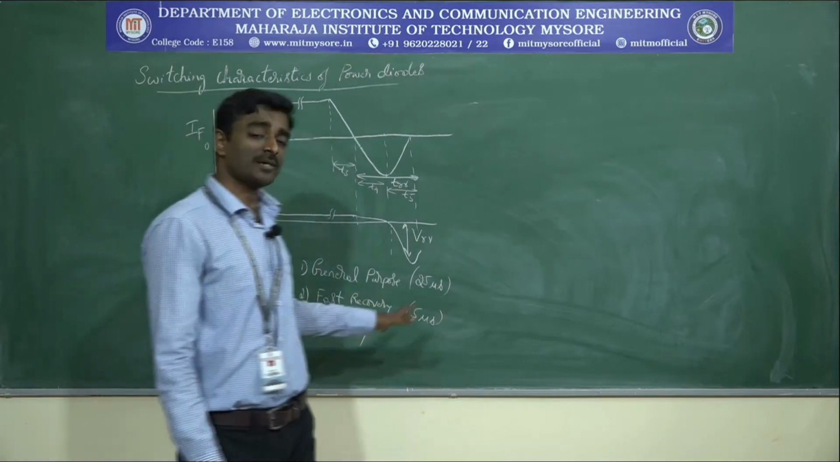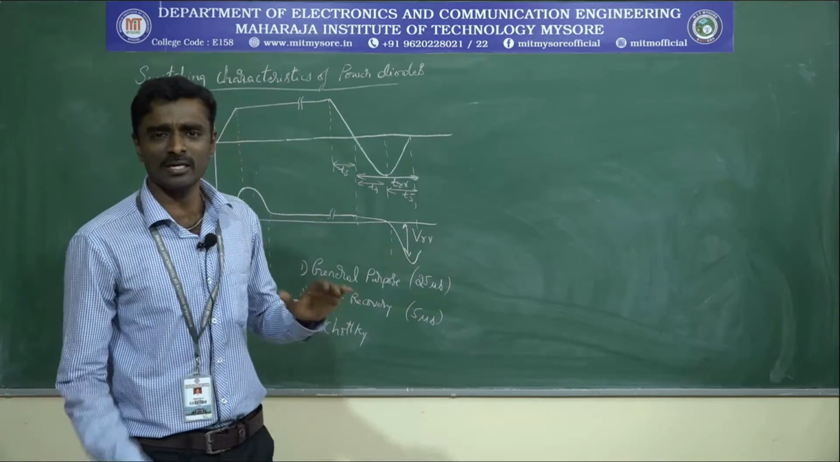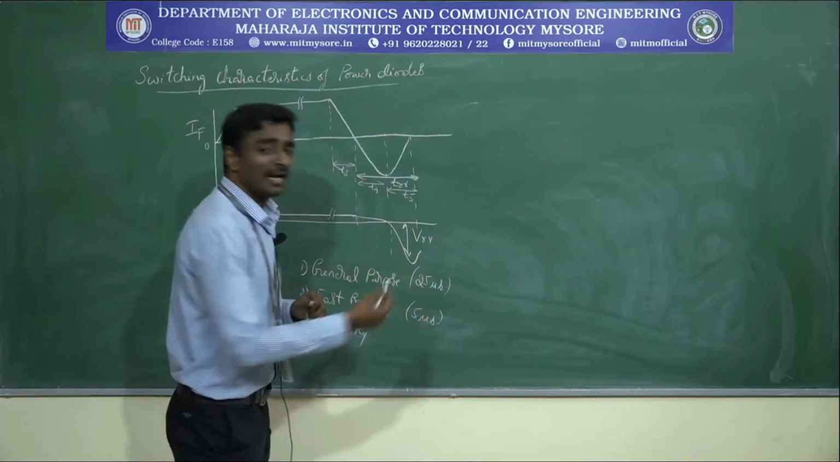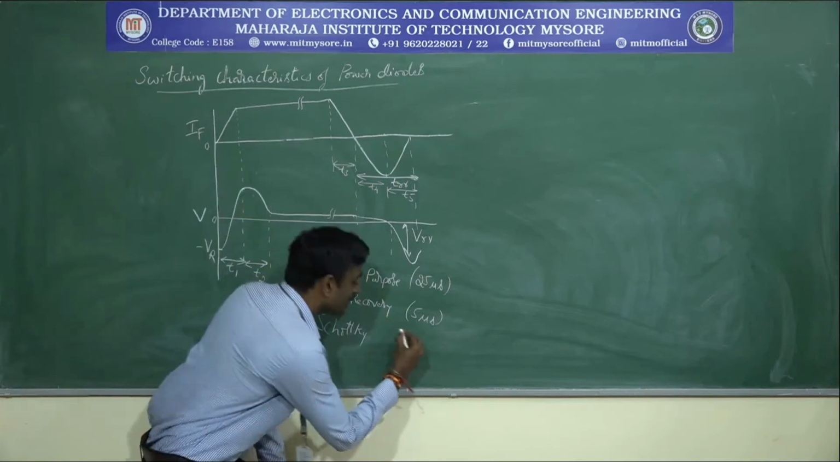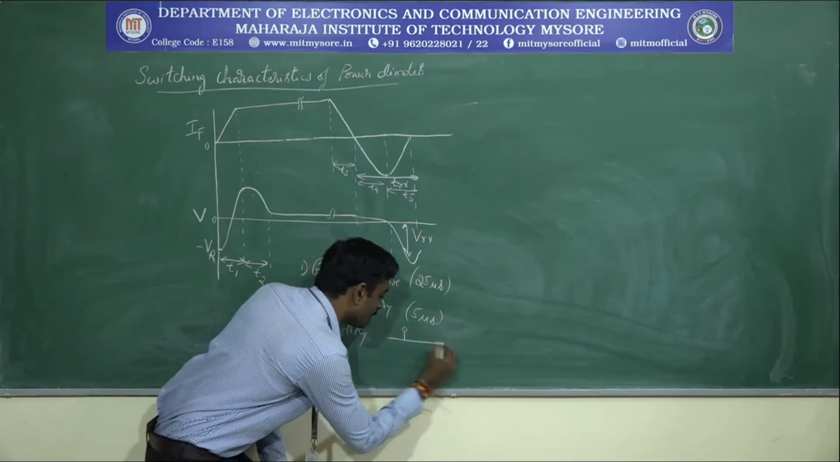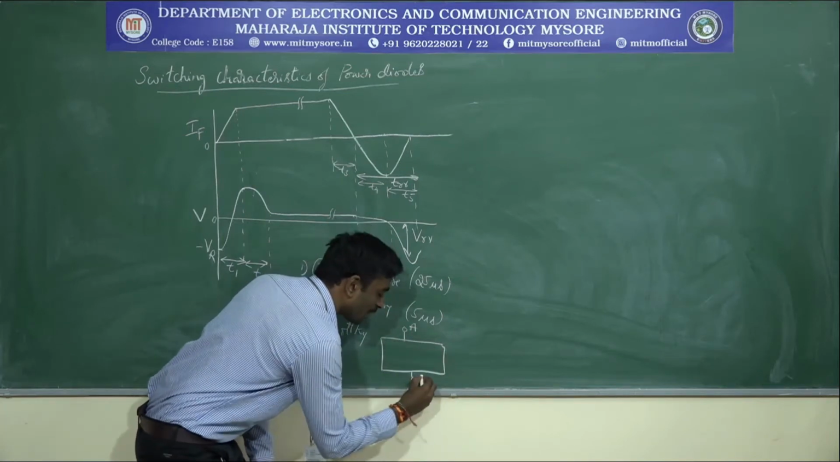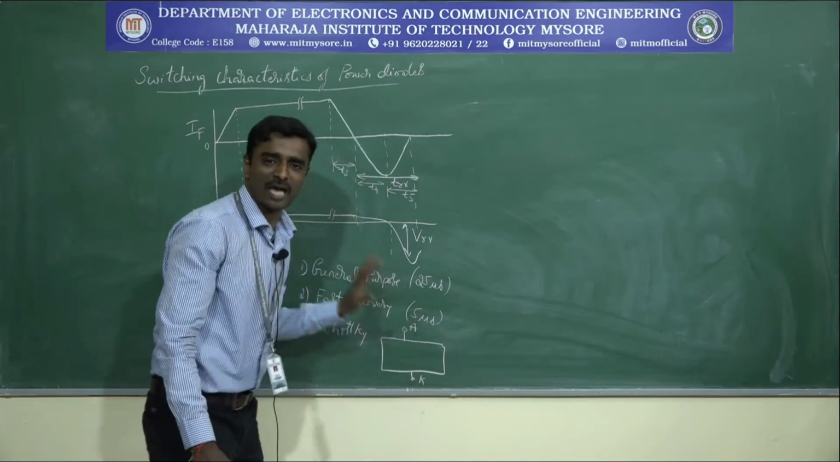So what happens with respect to the Schottky diodes? The structure of the Schottky diode will be different from any other power diode. It has two terminals, an anode and a cathode.